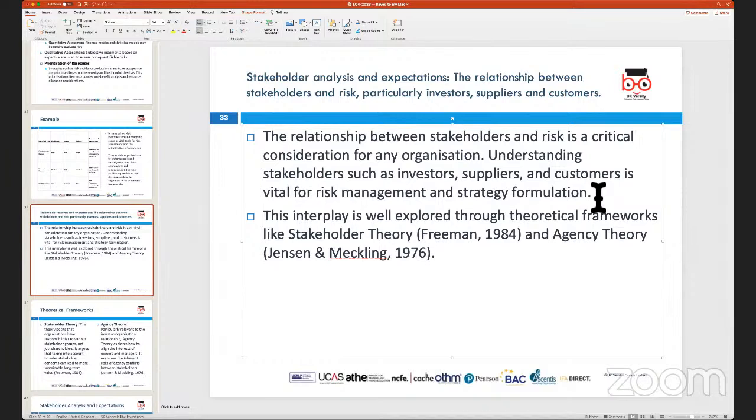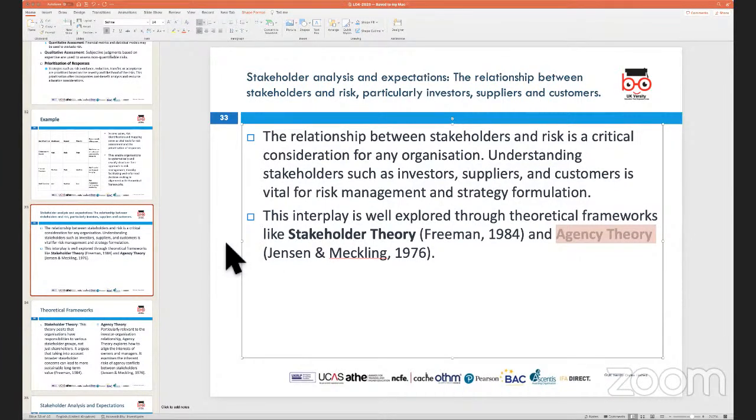And what is their expectation of how the organization deals with risk? In particular, we are looking at investors, suppliers, and customers. Now, that is where we need to understand two theories. One is stakeholder theory, and we need to look at understanding the agency theory. When we look at these two in particular, they would help us in understanding stakeholder analysis, and in understanding their expectation of how the organization can or should be dealing with risks if it is to face uncertain situations.